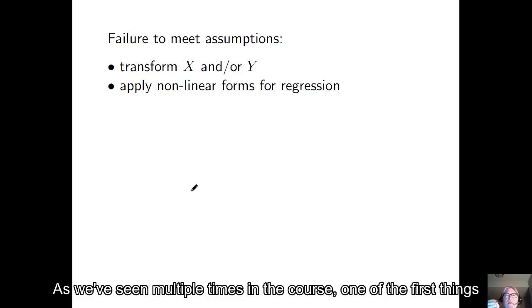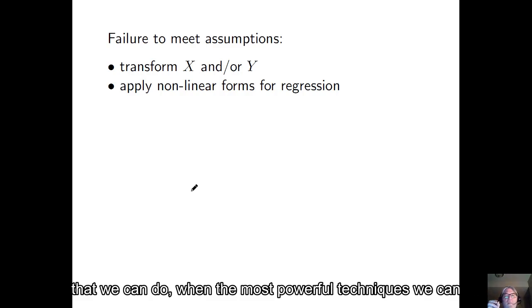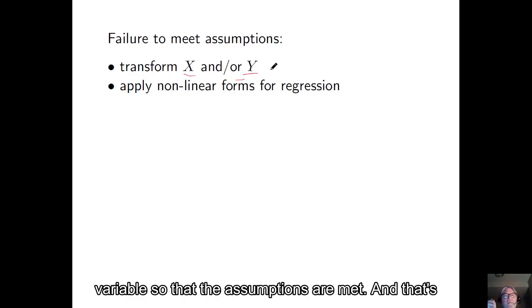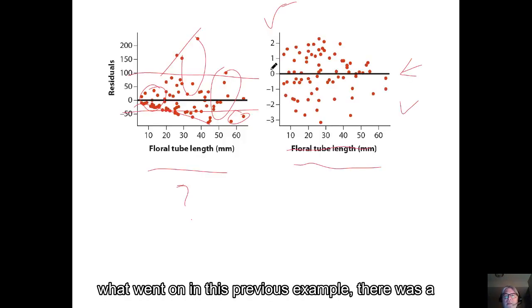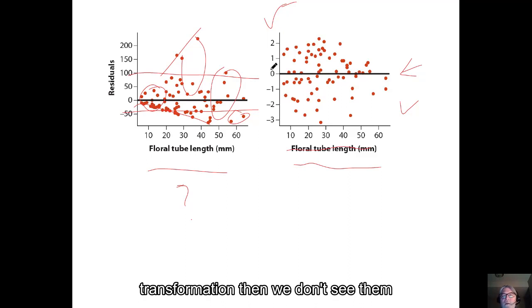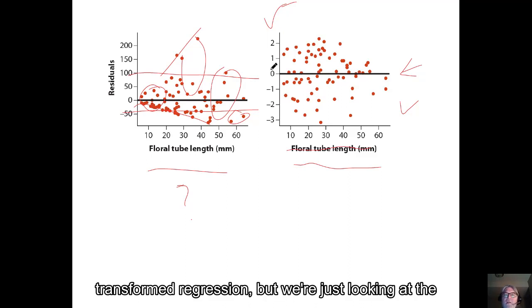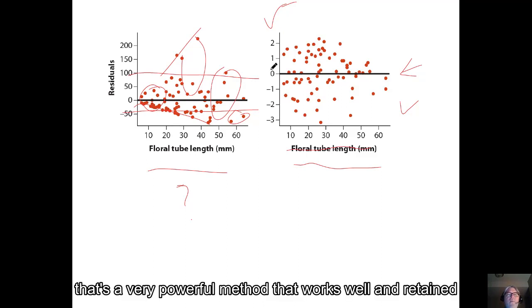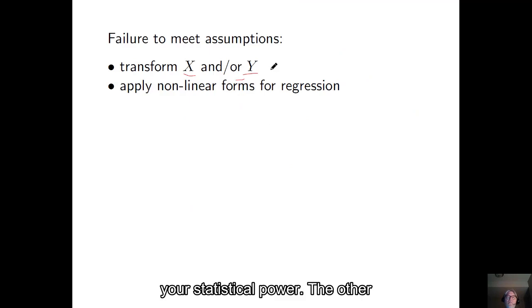Well, as we've seen multiple times in the course, one of the first things that we can do, one of the most powerful techniques we can use, is to transform the variables so that the assumptions are met. And that's what went on in this previous example. There was a transformation. We don't see the real regression here and the transformed regression, but we're just looking at the residual plots. But that's a very powerful method, and that works well and retains your statistical power.